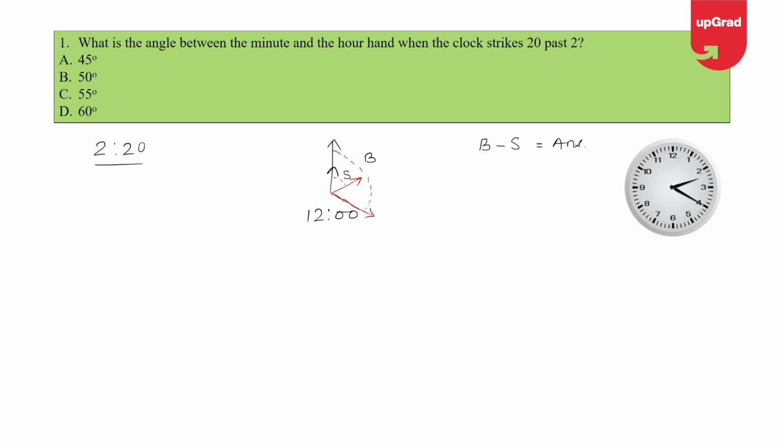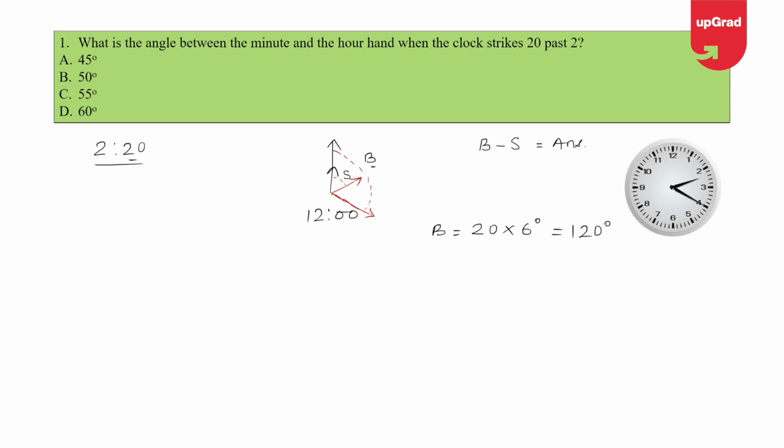First of all, let's try and calculate the bigger angle. Now I know that every minute, the minute hand, which is this one, travels 6 degrees per minute. So in 20 minutes, how much will it travel? 20 minutes multiplied by 6 degrees per minute. And I'll end up getting 120 degrees as the bigger angle. That's quite easy. So I got the value of the bigger angle.